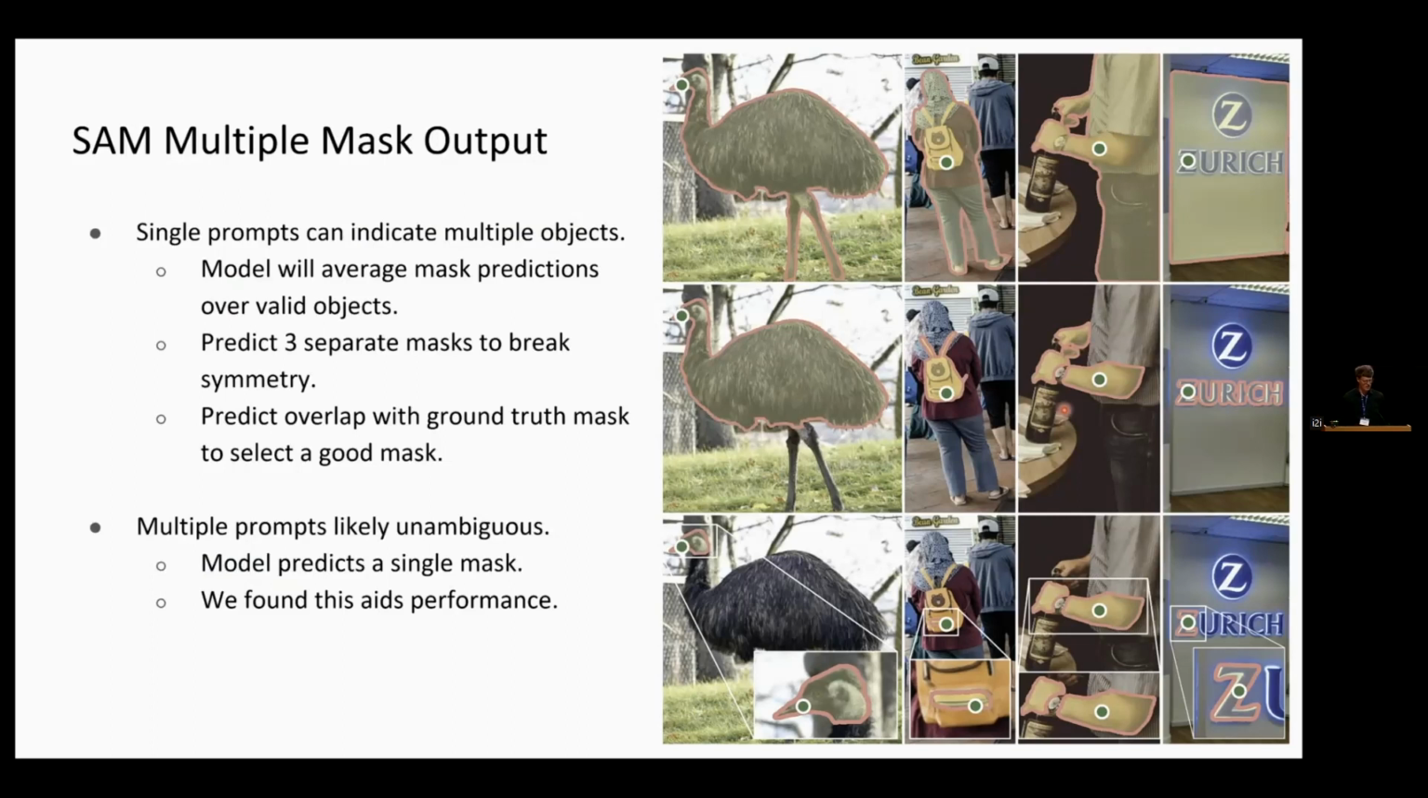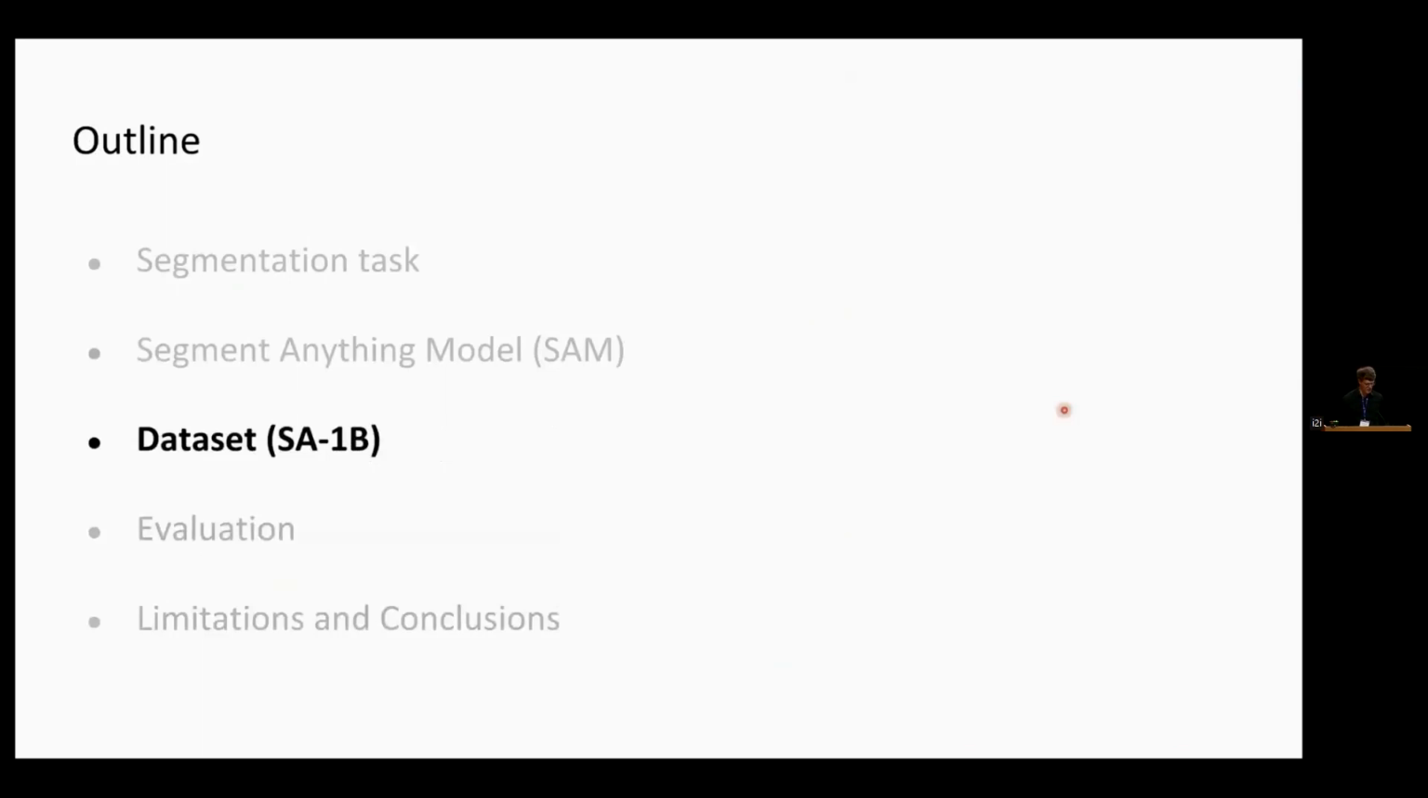I said one or three masks. When you have multiple input prompts, this ambiguity very rapidly goes away. With just a few points, it's usually pretty unique what object you're interested in. And we found for both model performance and training speed, it was faster to just predict a single mask in these cases. So that's where the one or three comes from. Okay, so that's the basic overview of what the model does.